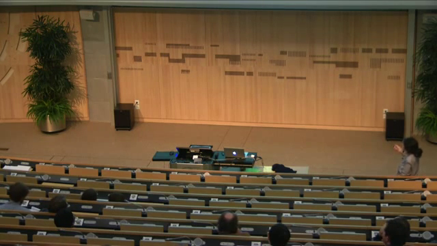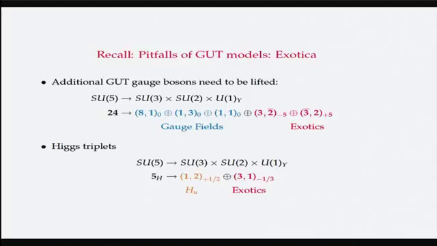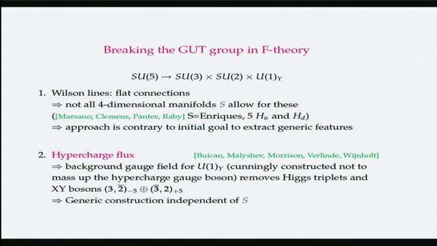So this is not a flat bundle. This is actually switching on a U1 bundle in the hypercharge direction. And that is engineered in such a way that you move both these triplets, make these massive, as well as these XY bosons. And that's a pretty generic construction, independent of the surface S.